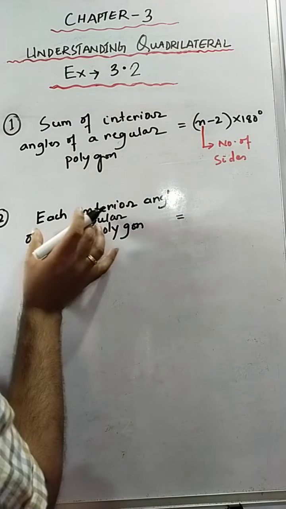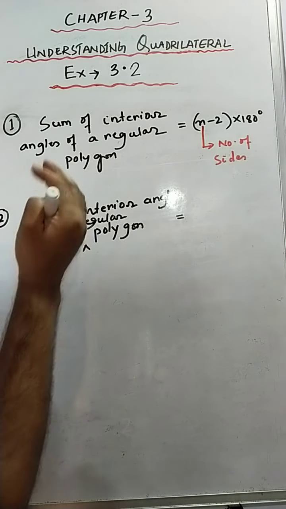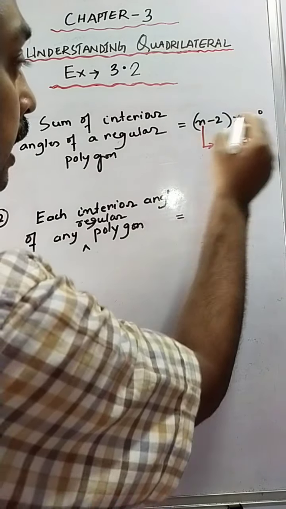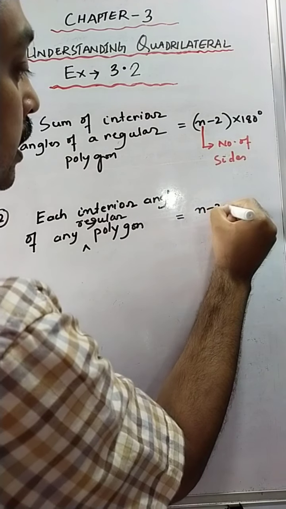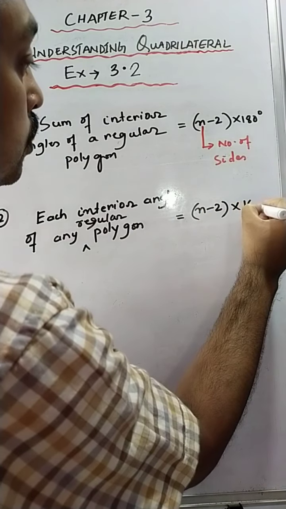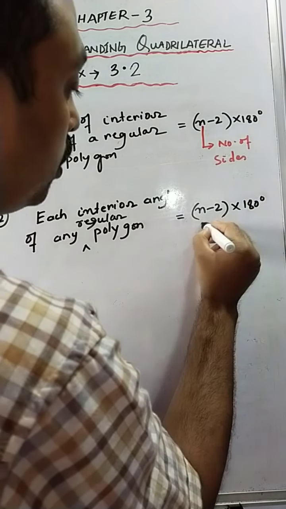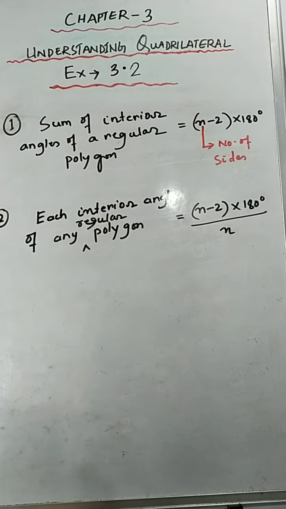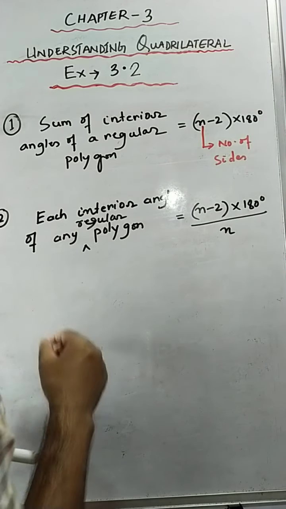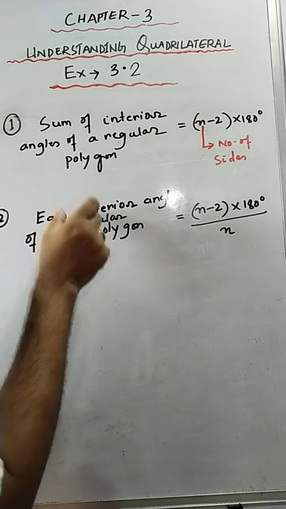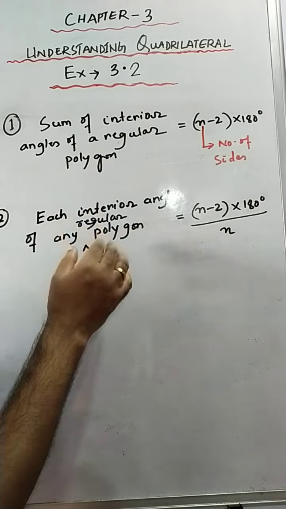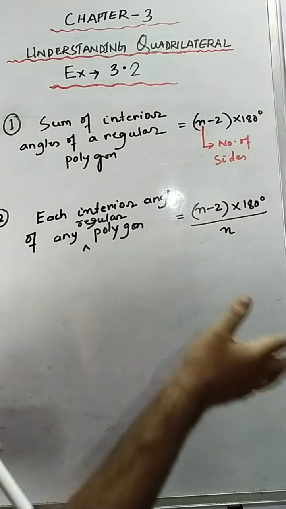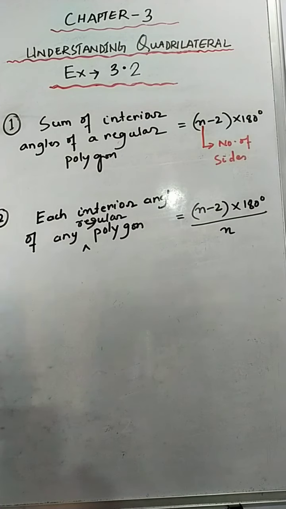So if I have to find out each interior angle of any regular polygon, then what we have to do? n minus 2 into 180 degree. This whole formula will be divided by n. Okay, understood? So this is how you will get the value of each interior angle of any polygon, that is triangle, quadrilateral, pentagon, hexagon, anything. Now let's move on to the third formula.